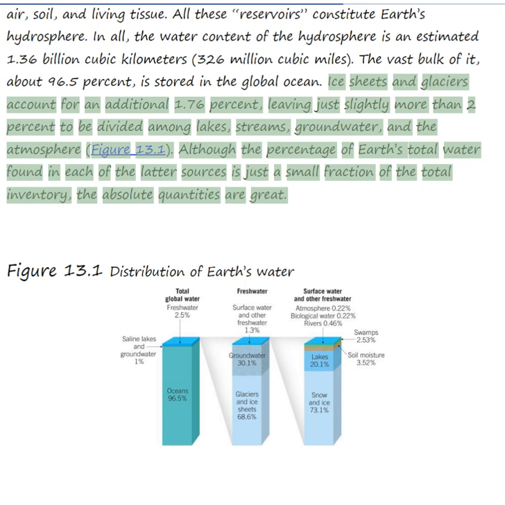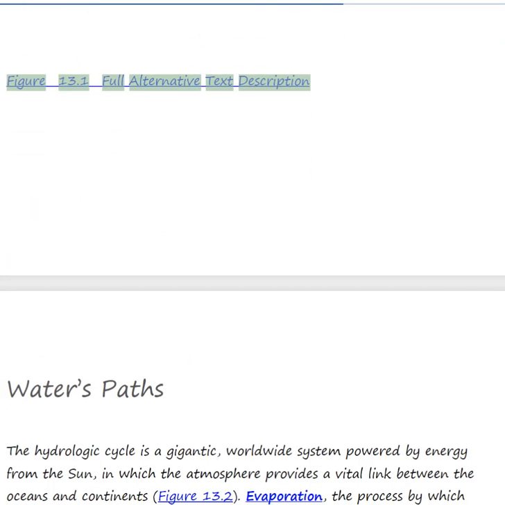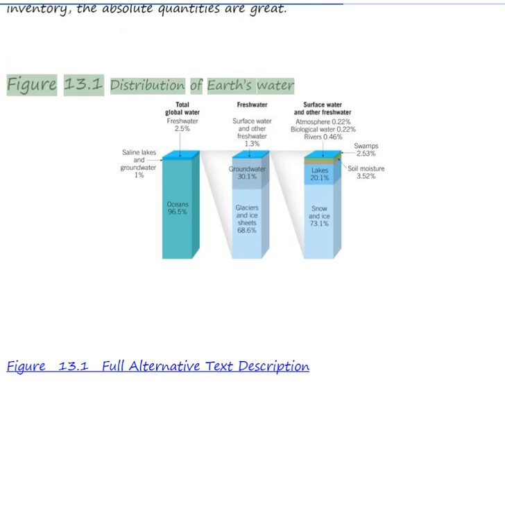Although the percentage of Earth's total water found in each of the latter sources is just a small fraction of the total inventory, the absolute quantities are great. Figure 13.1 Full alternative text description. Figure 13.1 Distribution of Earth's water.